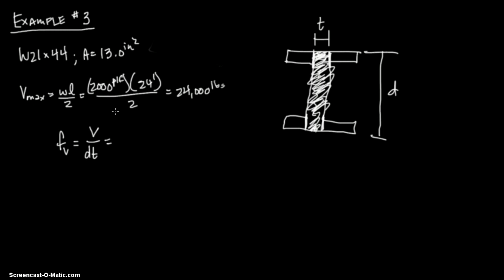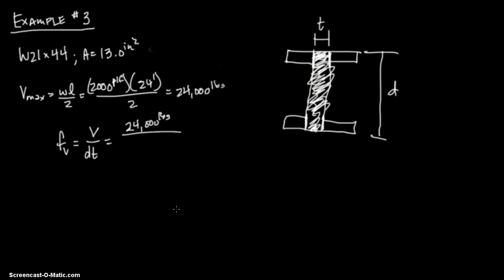So let's go ahead and figure out what our shear stress is. It's going to be 24,000 pounds. And to figure out what D and T is, let's go back to our tables, which are going to be in your steel book. We said it's W21 by 44, and our depth, you can see up in the left-hand corner of that table, it shows you where D is.